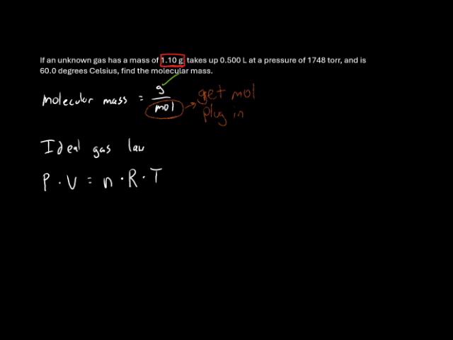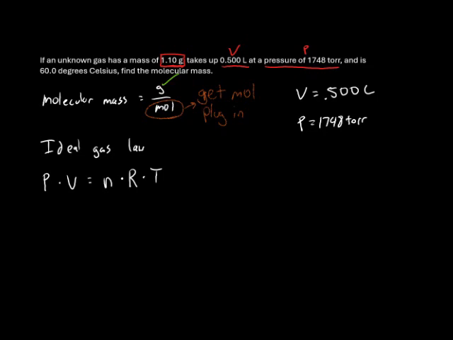Let's go through the rest of the information and find out which pieces we know. The next piece of information in the problem says 0.500 liters, and this is a volume which we'll represent with V. We'll write that down first. The next piece of information gives us a pressure of 1,748 torr. We'll represent that as P.